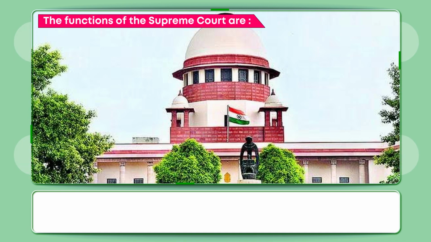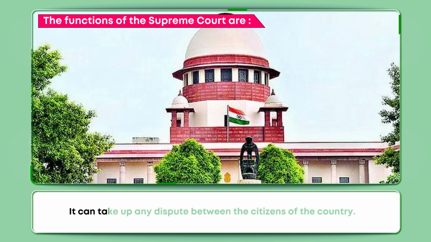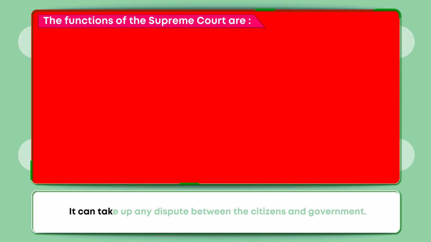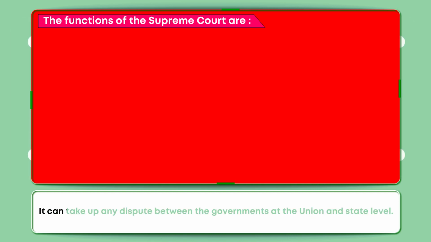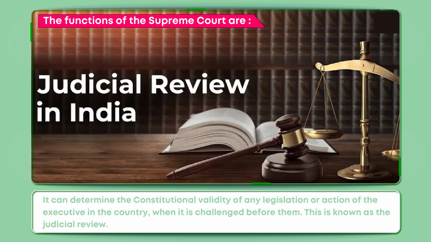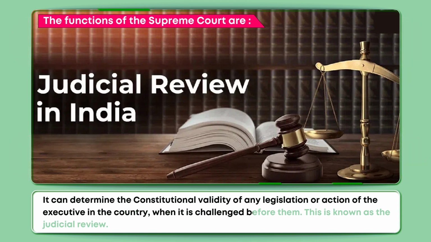The functions of the Supreme Court are: it can take up any dispute between the citizens of the country. It can take up any dispute between the citizens and government. It can take up any dispute between two or more state governments. It can take up any dispute between the governments at the union and state level. It can determine the constitutional validity of any legislation or action of the executive in the country when it is challenged before them. This is known as the judicial review.